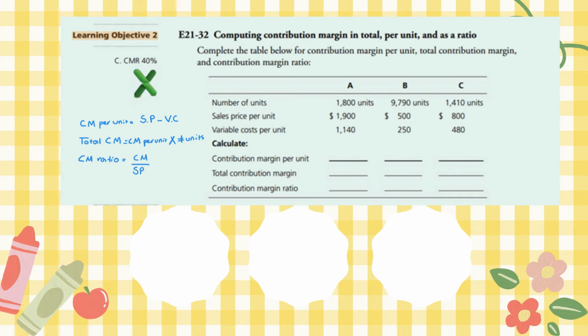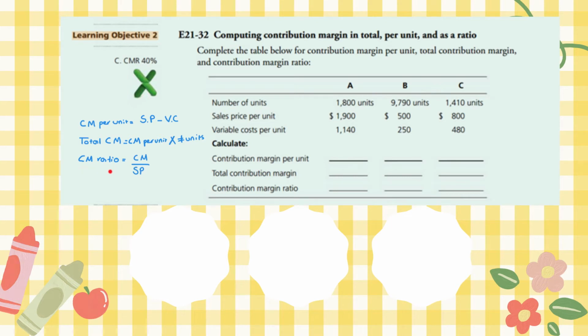Okay, so contribution margin per unit is sales price less variable cost per unit. Total contribution margin, you can just take contribution margin per unit and multiply it with the number of units, or you can find the total sales and subtract total variable cost.